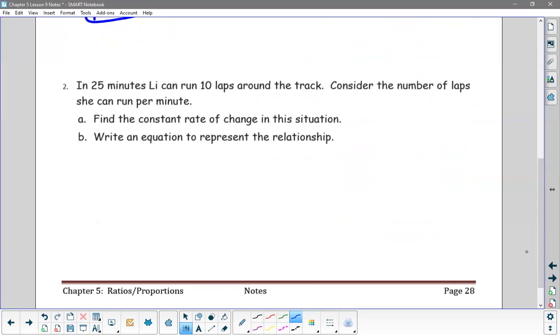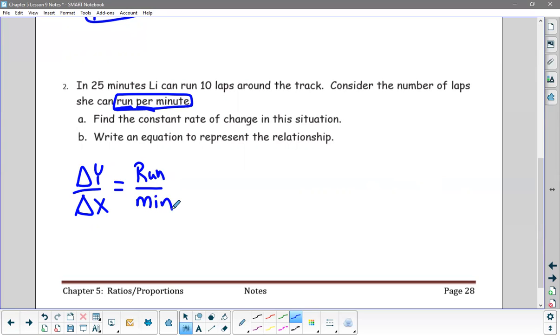Okay. Part 2, or number 2. All right. In 25 minutes, Lee can run 10 laps around the track. Consider the number of laps she can run per minute. Just like the last question, look at these last 3 words I just said. Run per minute. They literally gave us the y and the x. We don't even have to think about it. So change in y over change in x. The first thing said is our y, so laps would go on top. Per is the division, right? And then minutes on the bottom.